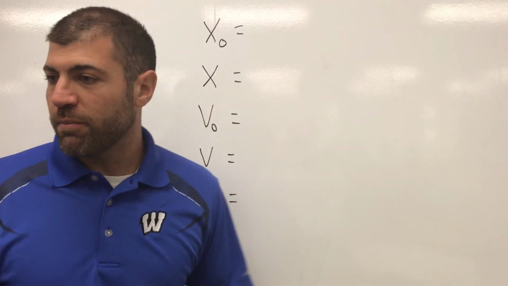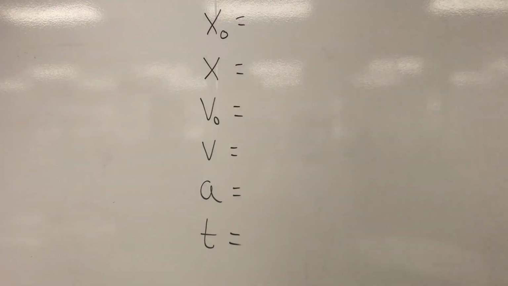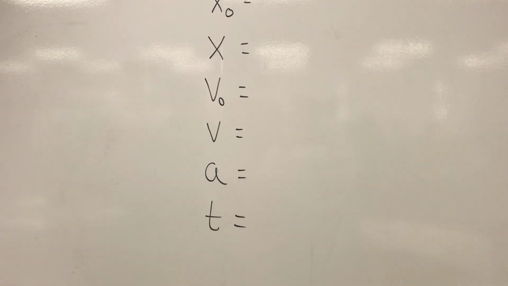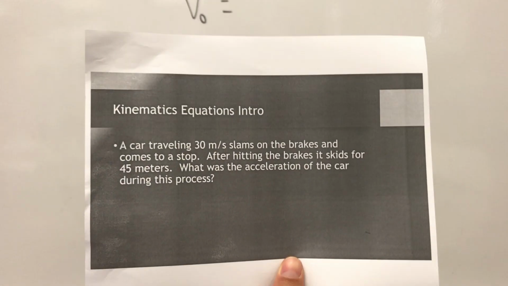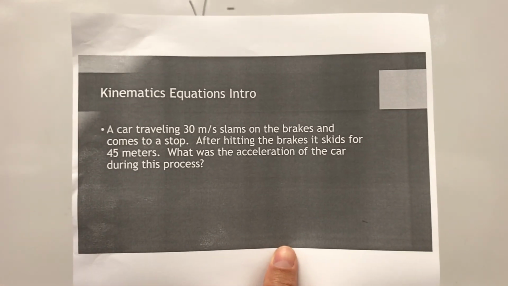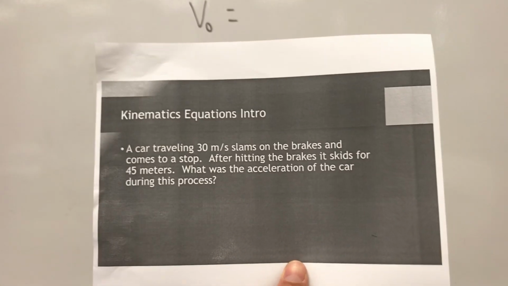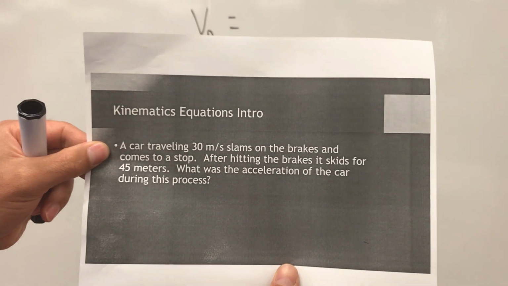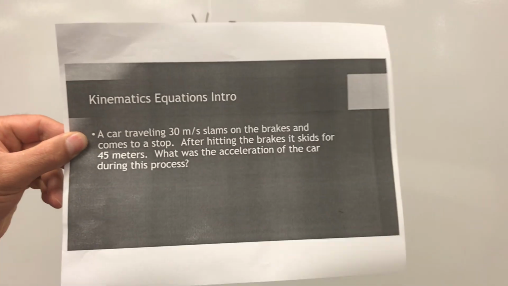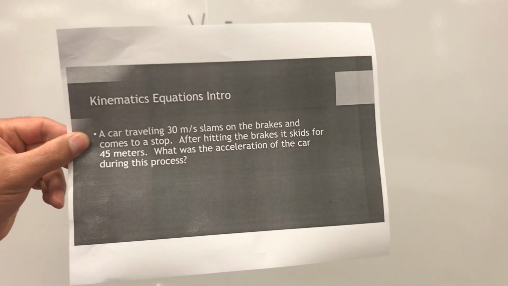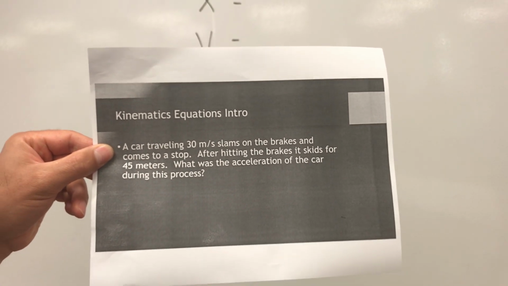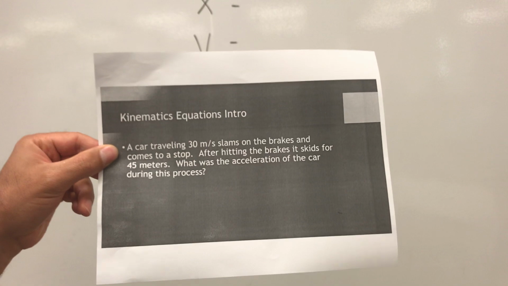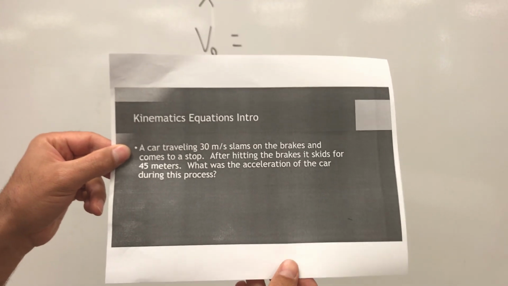So now when I go through and I read the problem, which we have right here, a car traveling 30 meters per second slams on the brakes and comes to a stop. There's some variables given right there. First of all, the car traveling 30 meters per second is my initial velocity. And then you have to be careful reading here. When it says comes to a stop, that's telling us that the final velocity is 0. After hitting the brakes, it skids for 45 meters. What was the acceleration of the car during this process?